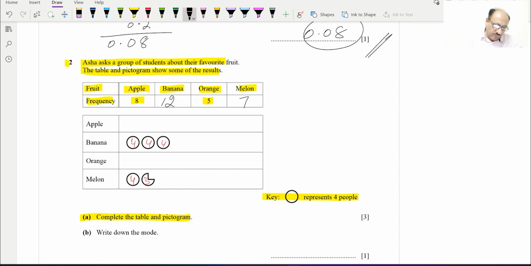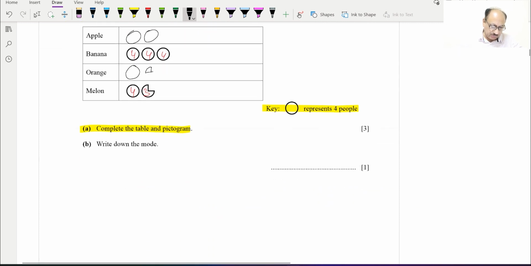So we have to draw for apple, which is 8. So it will be one circle for 4 and another circle for 4. So 2 circles. And for orange, we have to indicate 5, frequency 5. So 4 will be indicated by one circle, and one portion we can draw like this. So this will be the pictogram, which hopefully you understood.